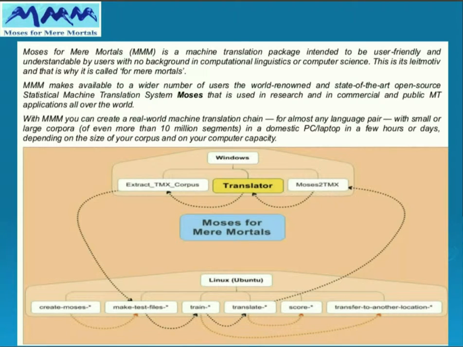It makes available the state-of-the-art open-source statistical machine translation system Moses, which is a system used in research and in commercial and public MT applications all over the world. With it, you can create a machine translation chain for your real work with small or large corpora in a domestic 1000 euro PC. You can do it in a few hours or days, depending on the size of your corpus and on the capacity of your computer.